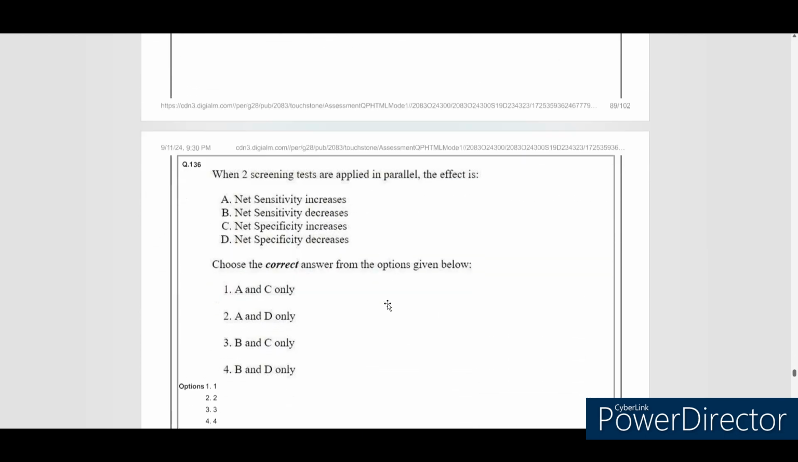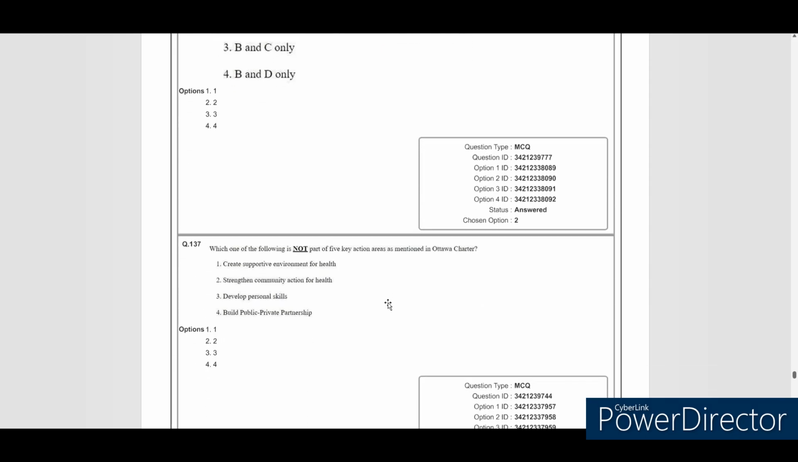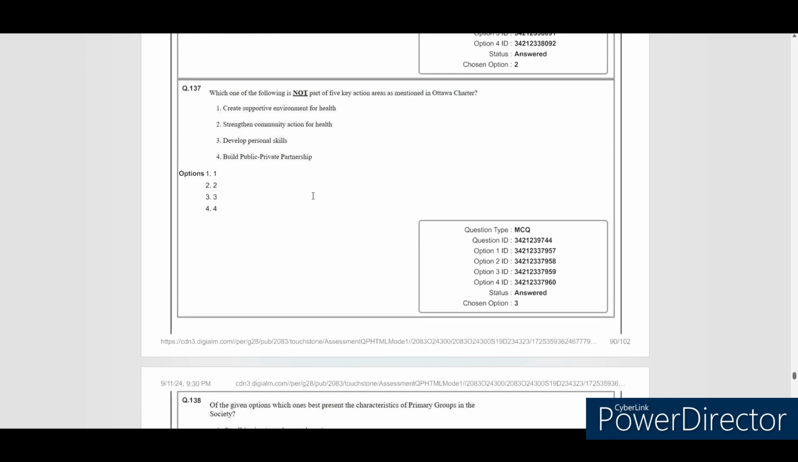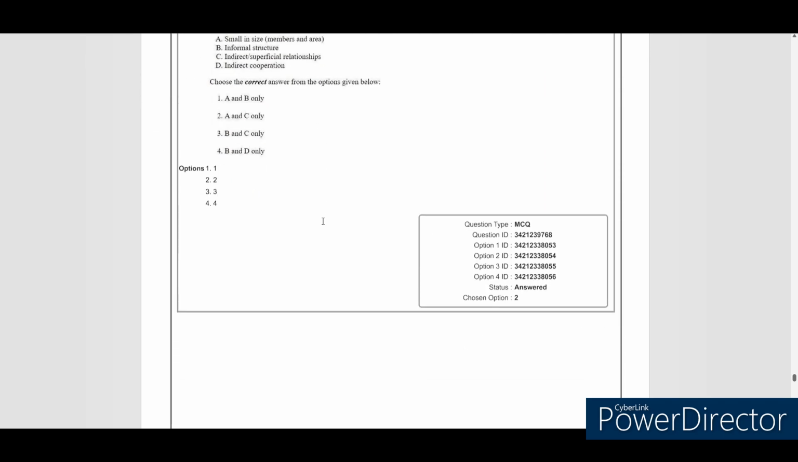Now coming to question number 136, which is very direct and easy. When two screening tests are applied in parallel, the effect is that the net sensitivity increases, whereas the net specificity decreases. So the correct options are option A and option D. Question number 137, I will skip for the time being. Question number 138, okay, this also I will skip for the time being.